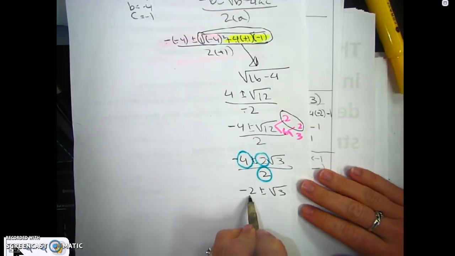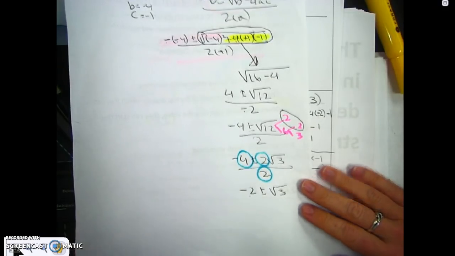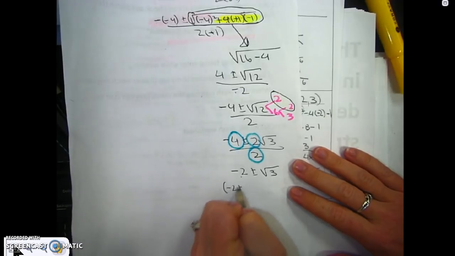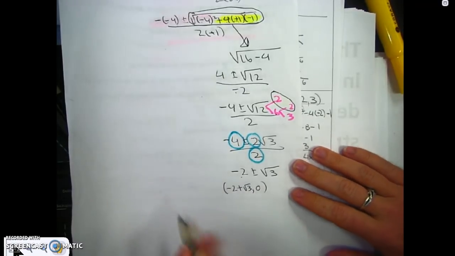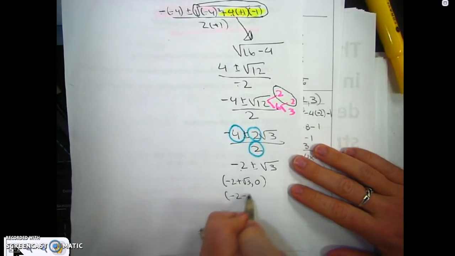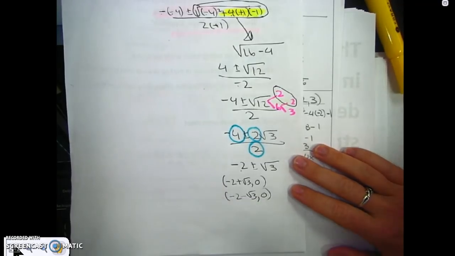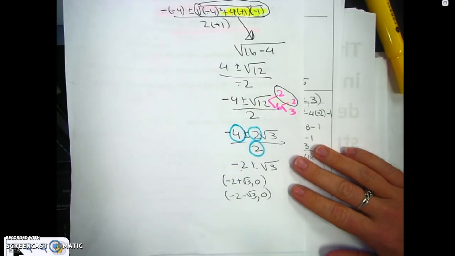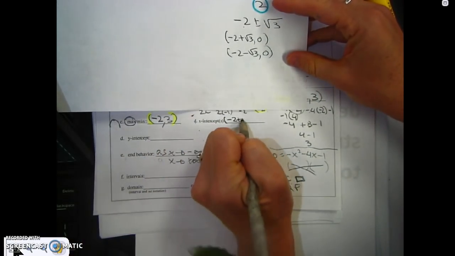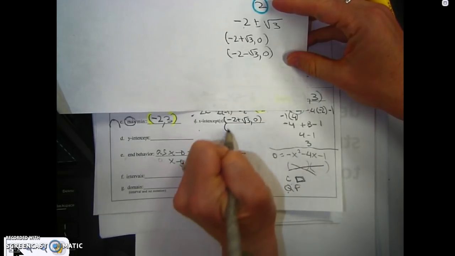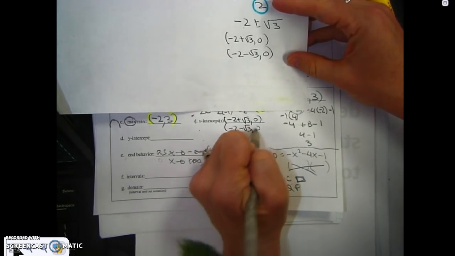So you have two x-intercepts, and that's what they are. One of them is negative 2 plus rad 3, comma 0. And the other one's negative 2 minus rad 3, comma 0. Okay? So I'm going to write that down. Negative 2 plus rad 3, comma 0. Negative 2 minus rad 3, comma 0. So I did do quadratic formula.